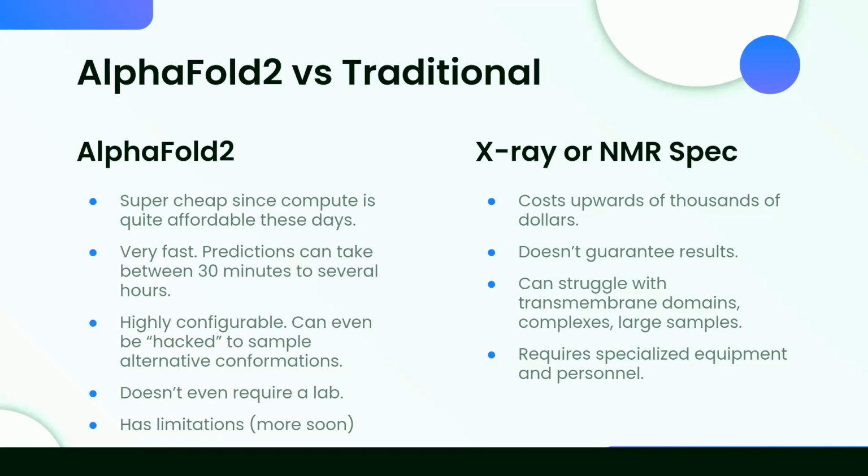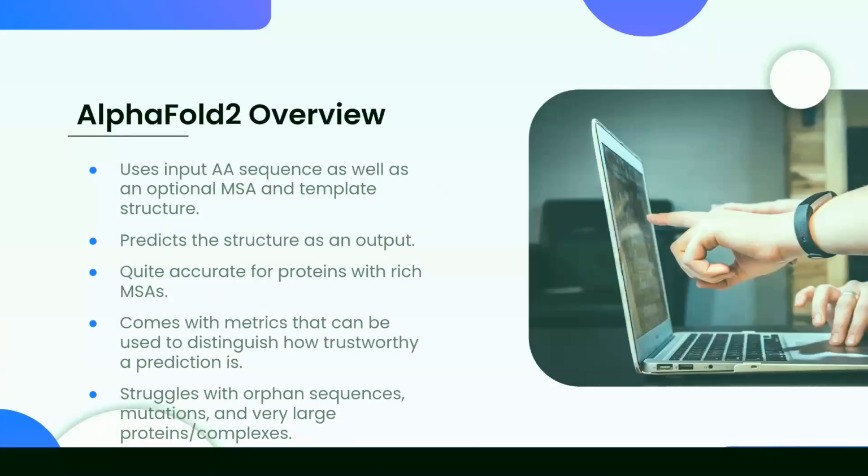And obviously, AlphaFold does have limitations, and we're going to be talking about that in a second as well. So just to give a very broad overview of AlphaFold, it basically takes an input sequence as well as an optional MSA and template, and then this is used to predict an output structure, where AlphaFold will predict all the heavy atoms of that protein structure. So it's quite accurate, especially when provided with a rich MSA. You can technically omit the MSA. You don't have to provide it, but doing so will sacrifice accuracy in most cases.